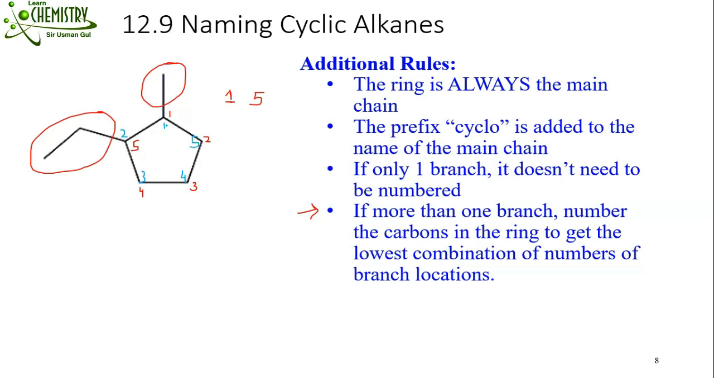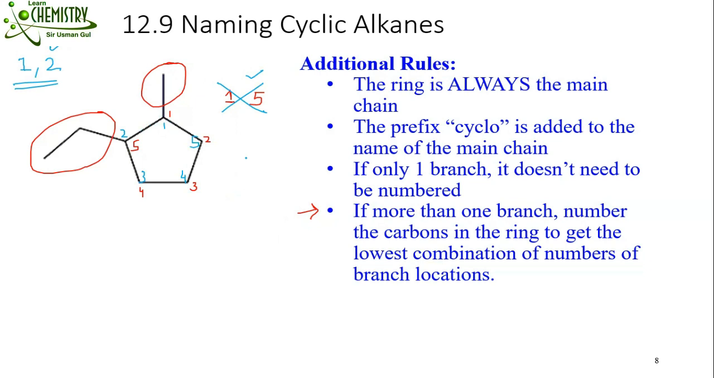So now I get the branches on carbon numbers 1 and 2. What do you think, if I want to follow this rule, which combination should I use, this one or that one? Basically I will use this combination, and this one will be incorrect.